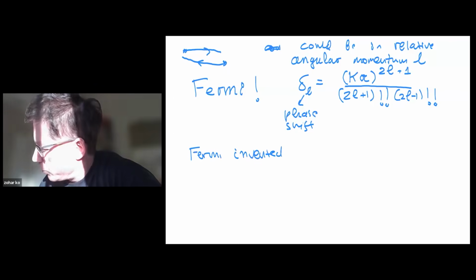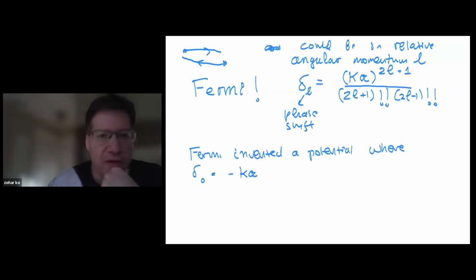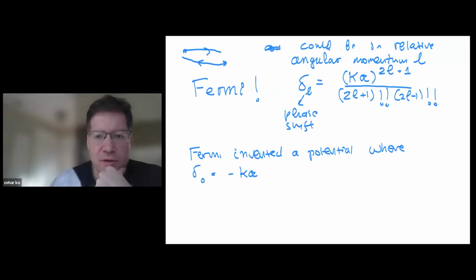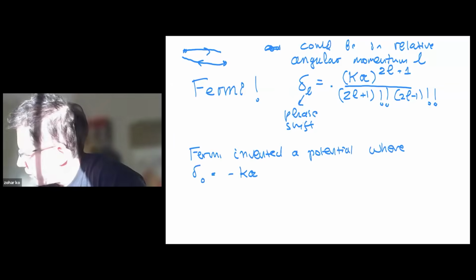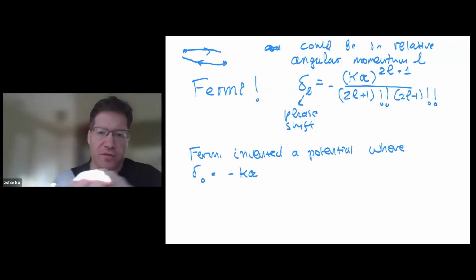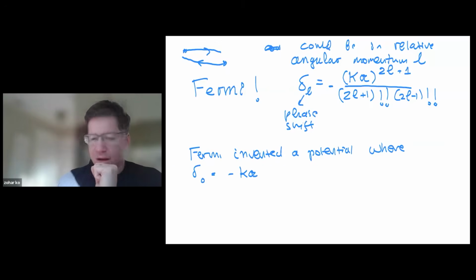Fermi invented a special potential where delta 0 is minus Ka. So he took just the answer for L equals 0. Oh, there is a minus sign. Oh my God, I forgot. There is a very important minus sign in the phase shift. You get a minus sign in phase shifts when it's a repulsive interaction. I forgot. So negative phase shift is repulsive, positive phase shift is attractive, remember.